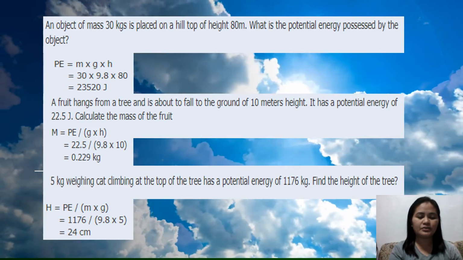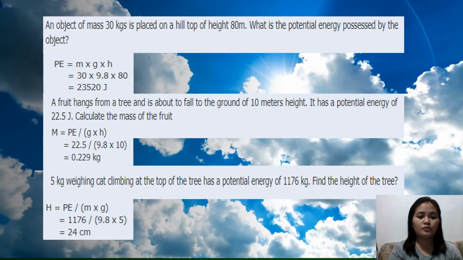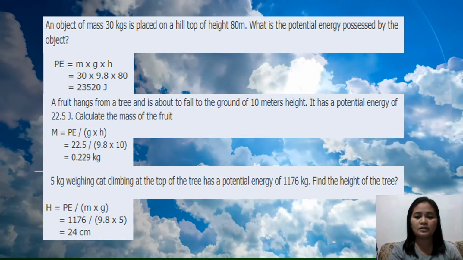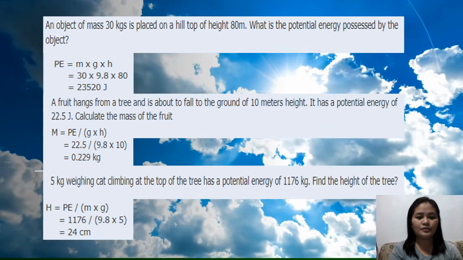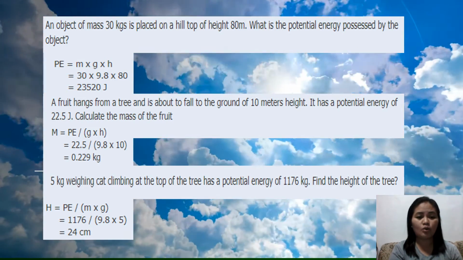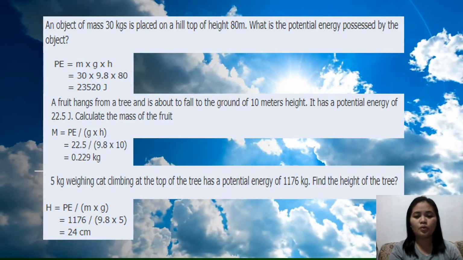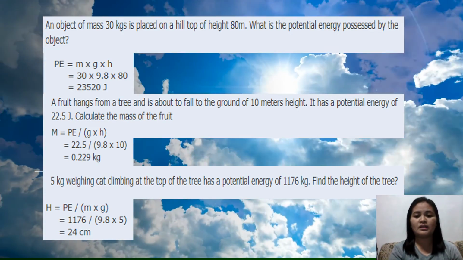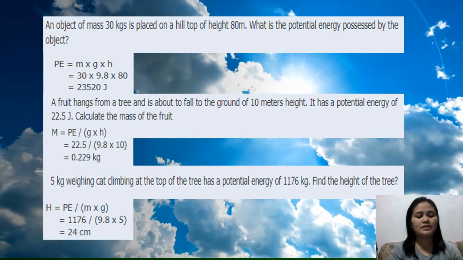Number 3, or third problem, you will solve for the height. 5 kilogram weighing cat climbing at the top of the tree has a potential energy of 1,176 joules. Find the height of the tree. Yung pusa daw na may timbang na 5 kilo umaakyat sa puno. Meron siyang potential energy na 1,176 joules. Find the height. Gaano kataas yung puno? Again, you apply the formula.